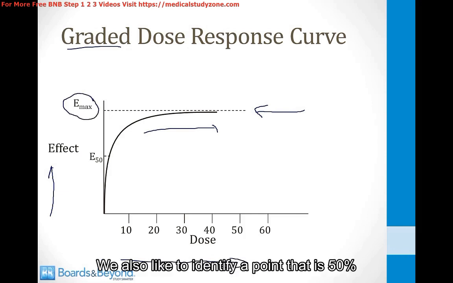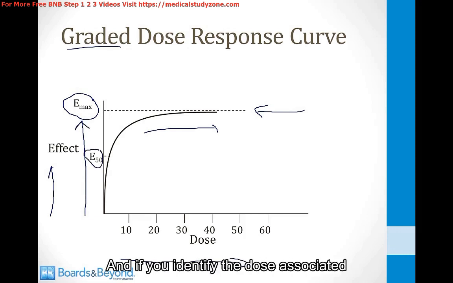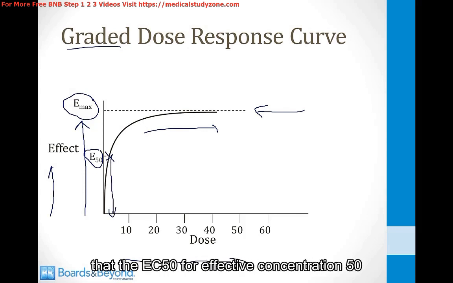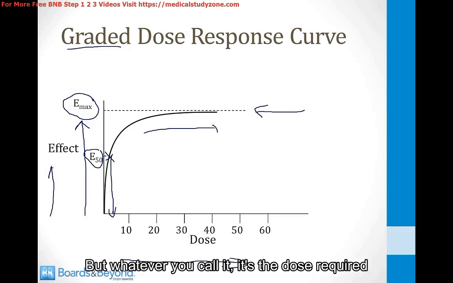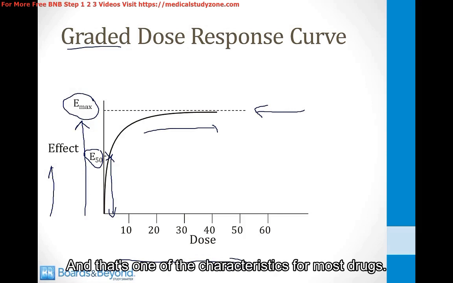We also like to identify a point that is 50% up the y-axis to that Emax. We call that the 50% effect. And if you identify the dose associated with that 50% effect, we call that the EC50 for effective concentration 50, or sometimes it's the ED50 for effective dose 50. But whatever you call it, it's the dose required to achieve 50% of the maximum effect, and that's one of the characteristics for most drugs.